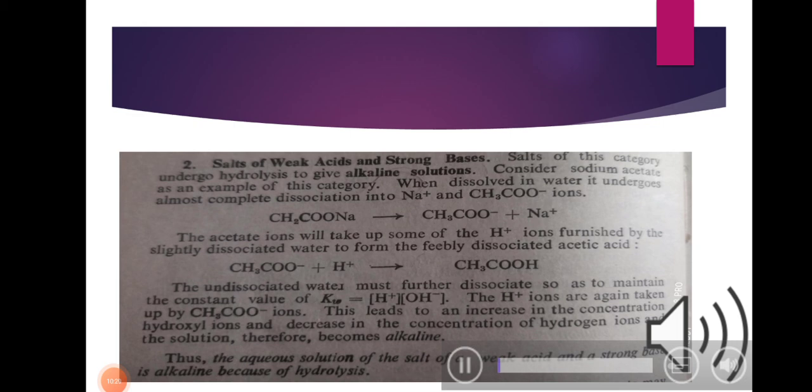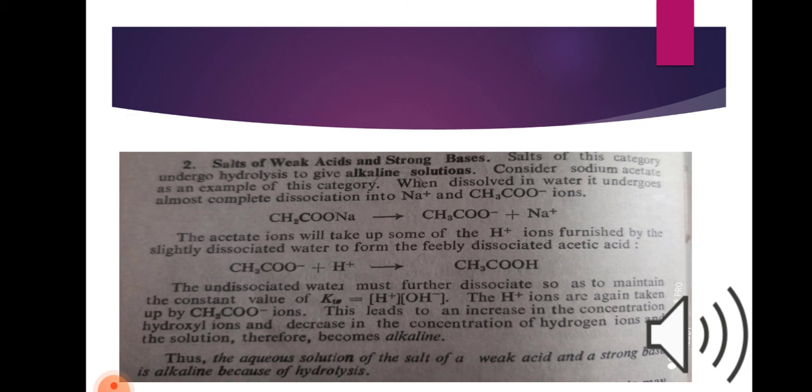So next is hydrolysis of salt of weak acid and strong base. To explain this, take an example of sodium acetate. When dissolved in water, it undergoes almost complete dissociation into Na plus ion and acetate ions. The acetate ions will take up some of the H plus ions furnished by the slightly dissociated water molecule to form the feebly dissociated acetic acid. Feebly means less dissociated acetic acid.